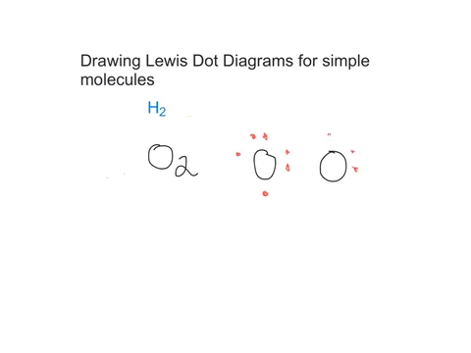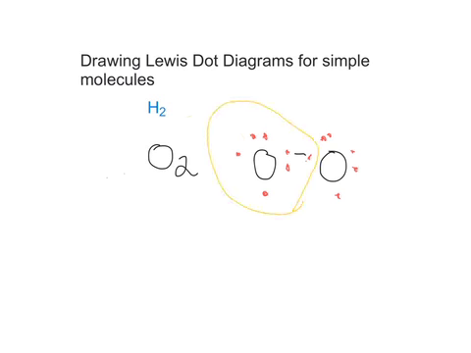1, 2, 3, 4, 5, 6. And so what's going to happen then is they're going to share electrons here. Now what we've got to be able to do is look at this oxygen atom and figure out if it has an octet. So let's take a look at this one right here.